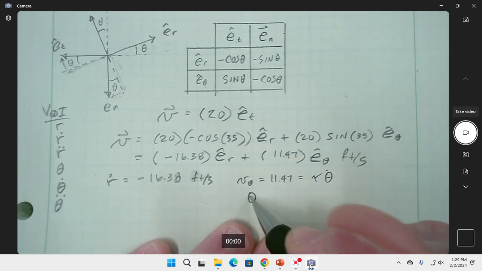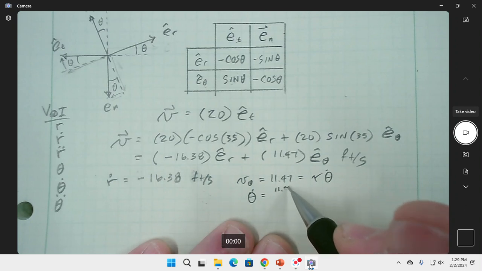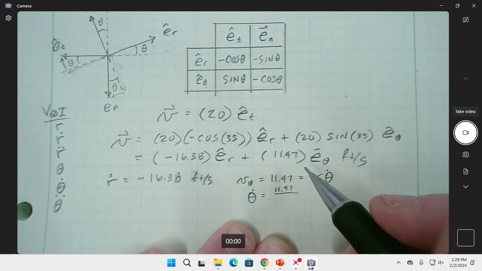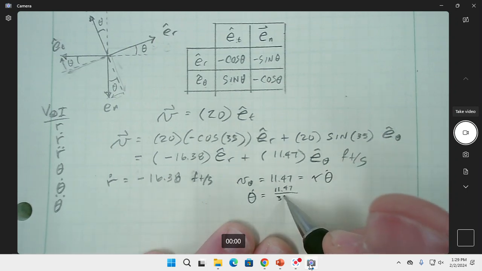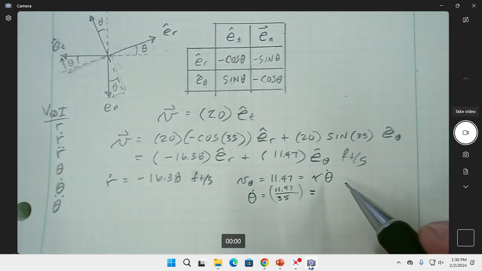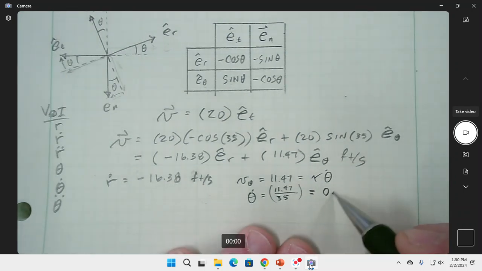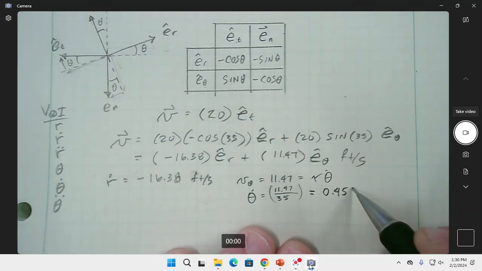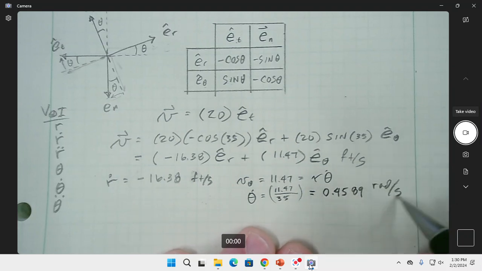Therefore, we can find theta dot by dividing that 11.47 by the radius, and that's going to be the 35 feet. That's going to be the r loop. So 35 feet. And I have that being this. So this is actually the first question, part A, asked for this.